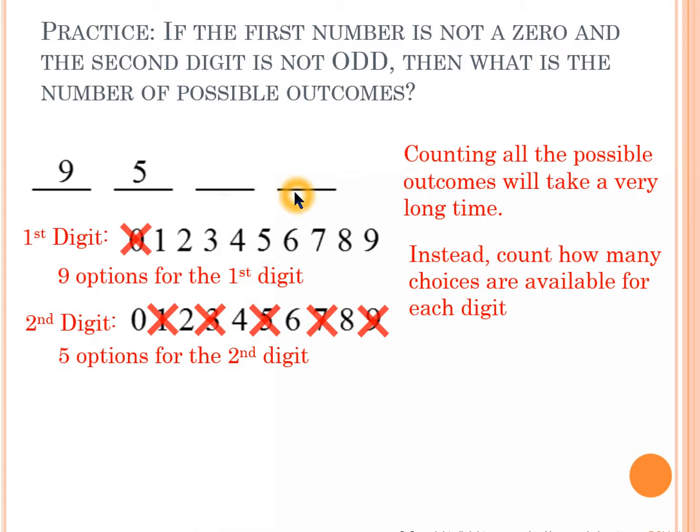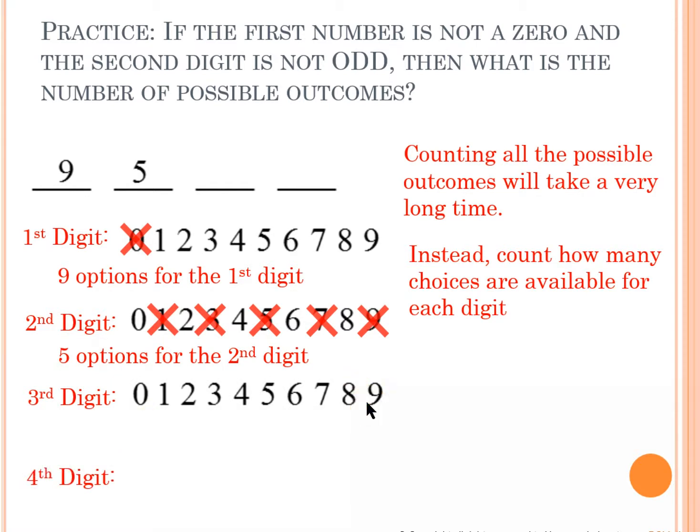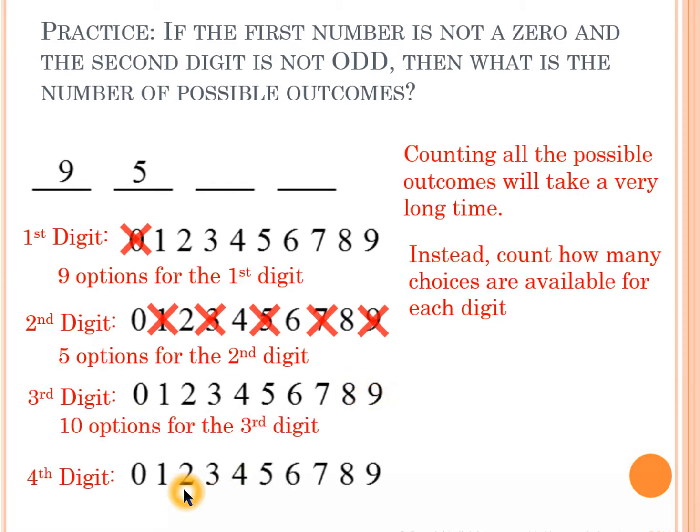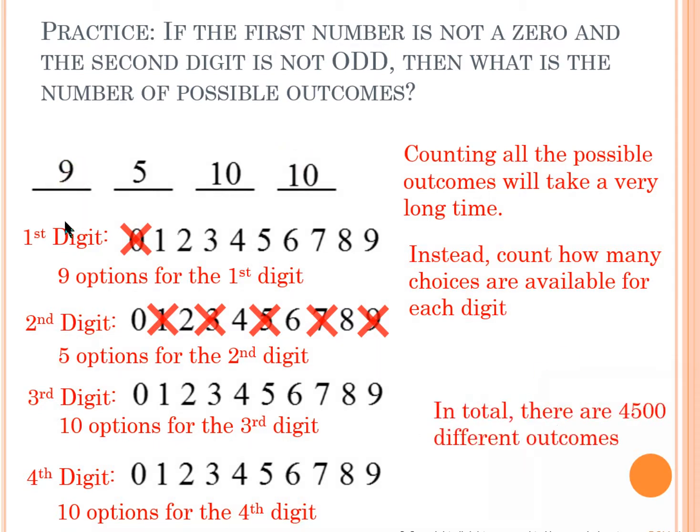And for the third slot and the fourth slot, we don't have any restrictions, so we can have 10 choices for the third digit and 10 choices for the fourth digit. So we just have a 10 here and a 10 there, and we simply multiply these numbers across. When we do 9 times 5 times 10 times 10, we'll have 4,500 different outcomes.